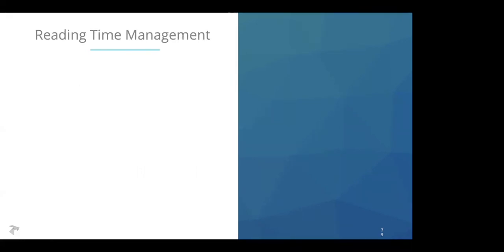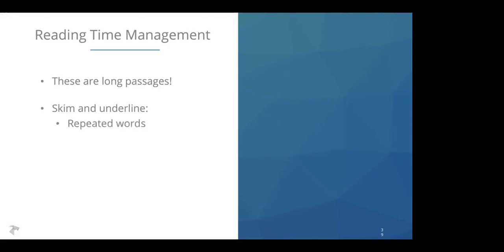Good time management is critical to success on the reading comprehension section. The passages are quite long, so it's best to skim and underline important information, such as repeated words and the first and last sentences of each paragraph. With all that in mind, however, you don't want to rush too much because it may cause you to overlook important information.